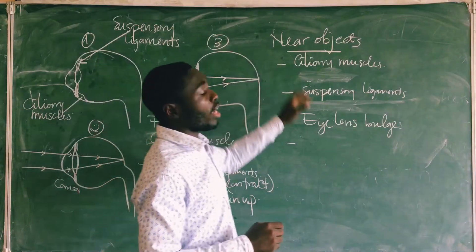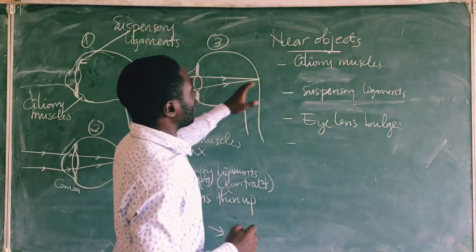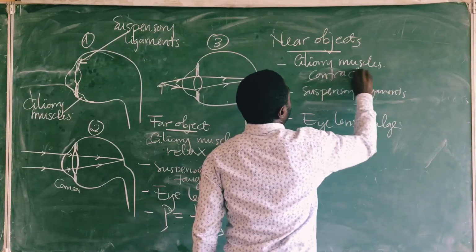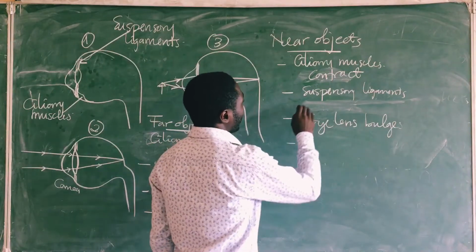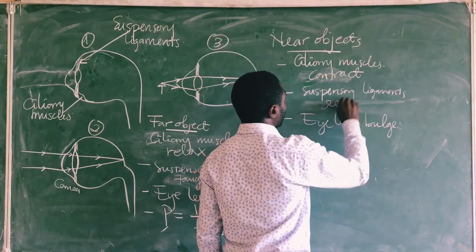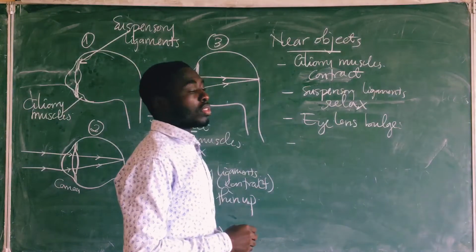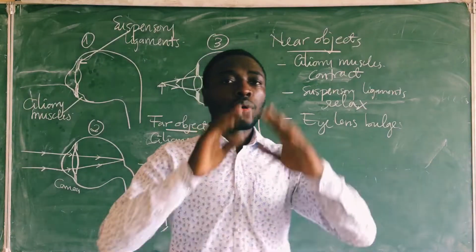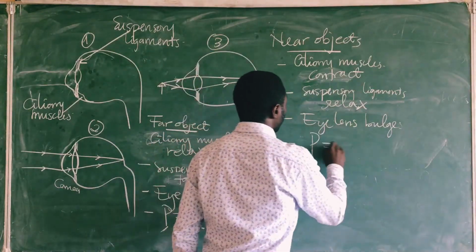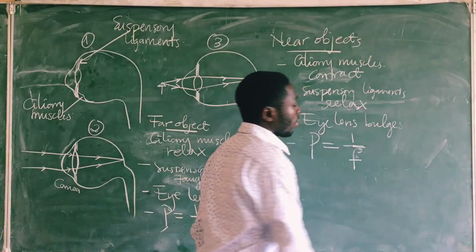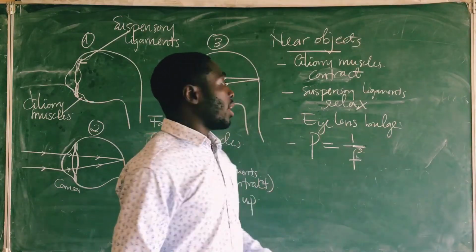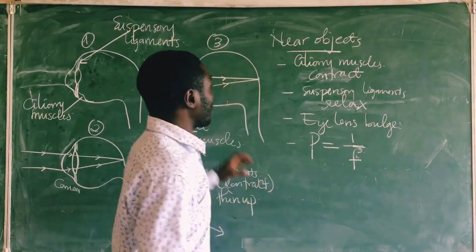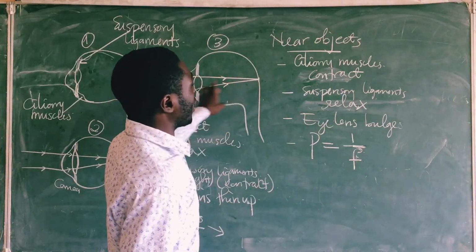In the case of the near object, we are going to have the ciliary muscles contracting. Remember, they have antagonistic action, and the suspensory ligaments are going to relax. When this happens, the eye lens is going to bulge out, and when it bulges out, the power of the lens is going to increase because the focal length of the lens decreases. And this is going to increase the convergence power of the lens and focus the rays that are coming from the object onto the retina.